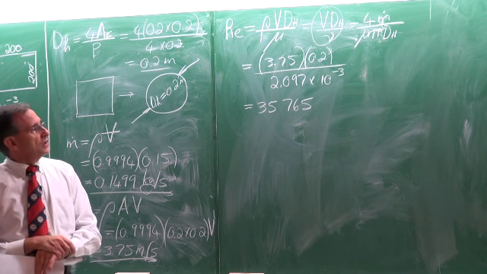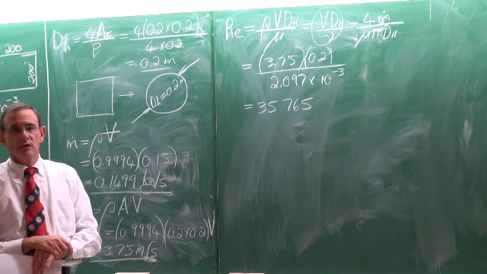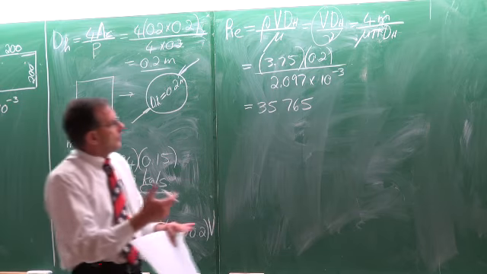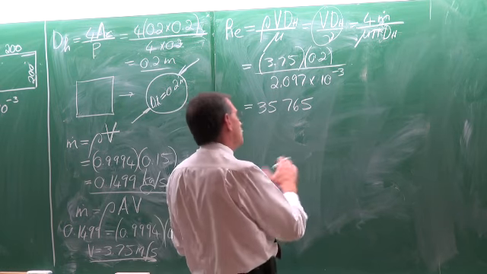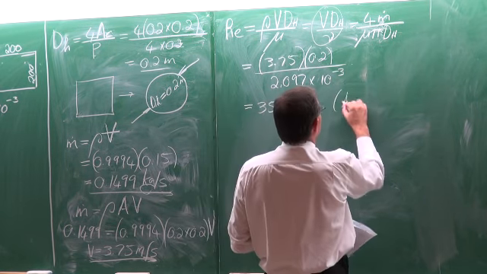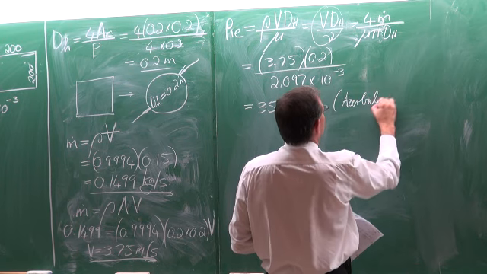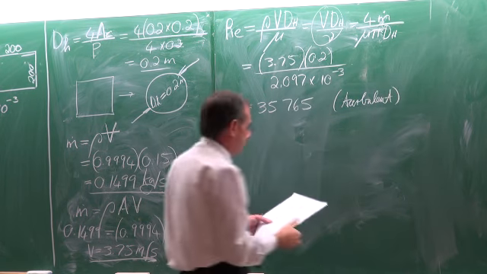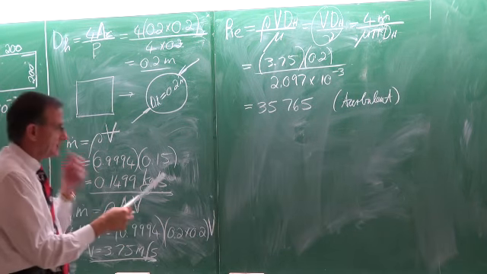35,765. Now, that is larger than a Reynolds number of 2,300, which is the limitation between laminar flow and turbulent flow. So because it is larger than 2,300, we know that the flow is going to be turbulent.